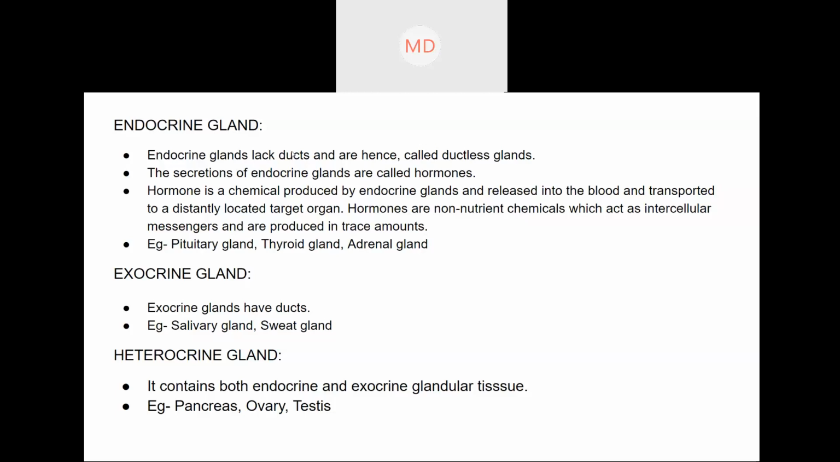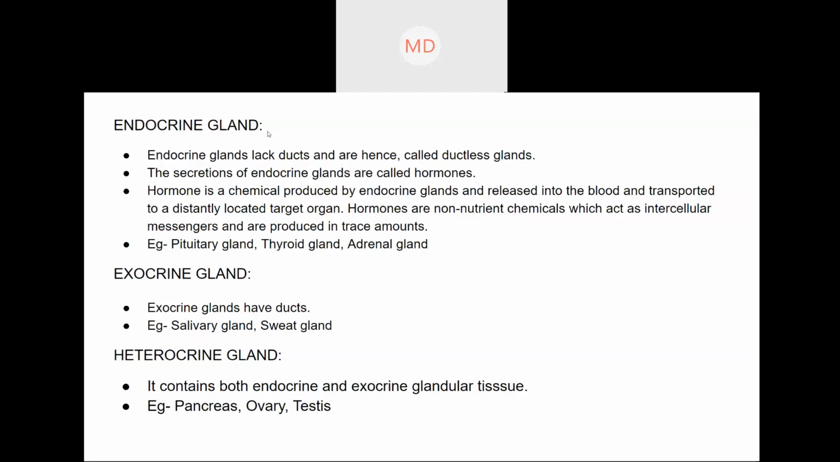Now, how are the secretions released? Just imagine secretions to be some sort of liquids. For those liquids to come out, there needs to be a certain passage, right? But endocrine glands do not have that. They do not have any tubes from which the secretions will come out.